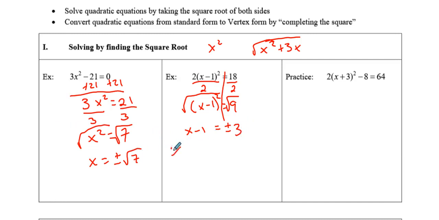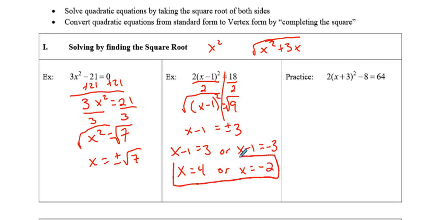So now I know that x minus 1 equals 3, or x minus 1 equals negative 3. And now I have to solve both of these equations. I'll add 1 to both sides and get x equals 4, or x equals negative 2. And there are my two possible solutions for this equation.